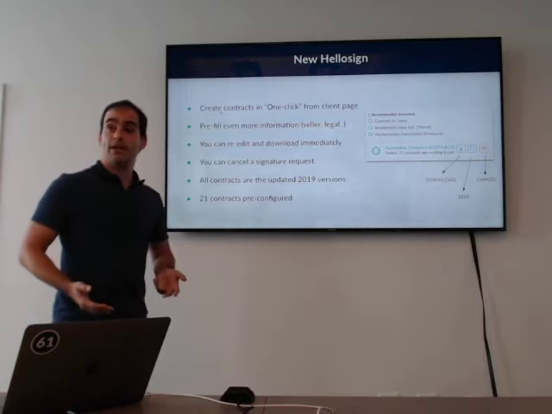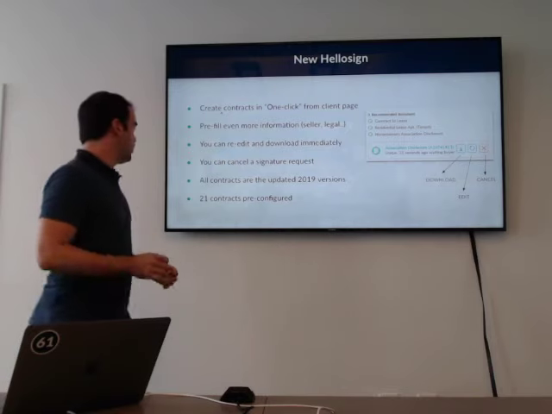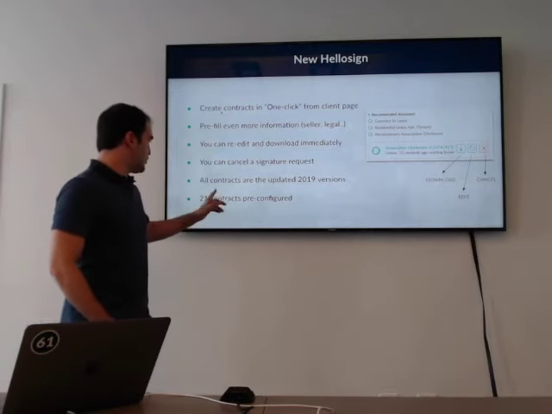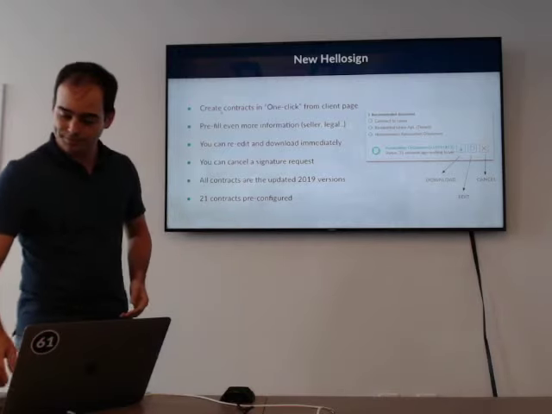All the contracts we have now are the newest updated versions. So I pulled them all, checked them all out, they're all new. And right now we have 21 contracts pre-configured, and there are more coming. In fact, a couple of new ones that we didn't have before.